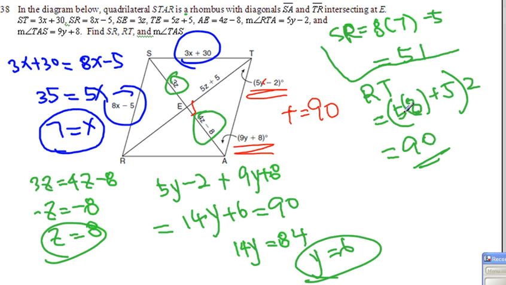Answer. Now the last one, since y is equal to 6, if you plug in for TAS, that angle, we realize that 9 times 6 plus 8. That means we end up getting 54 plus 8, which is equal to 62. With that, we just finished.